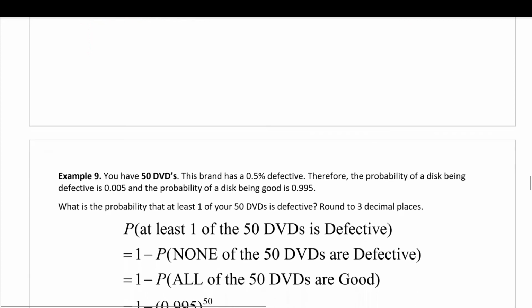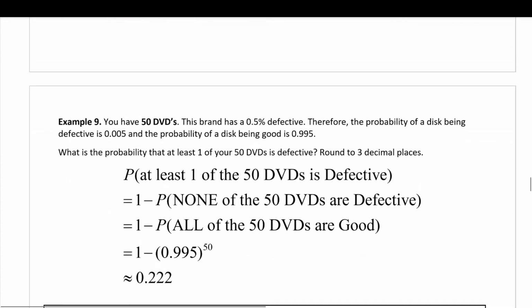Next example. This one's already done for us here. But it says, you have 50 DVDs. This particular brand has a 0.5% defective rate. So 0.5% of all DVDs are defective. It's actually pretty high, you'll see. Therefore, the probability of a disc being defective is 0.005. That's just 0.5% converted into a decimal format. And therefore, the probability of a disc being good is 0.995, right? These are complements of each other.